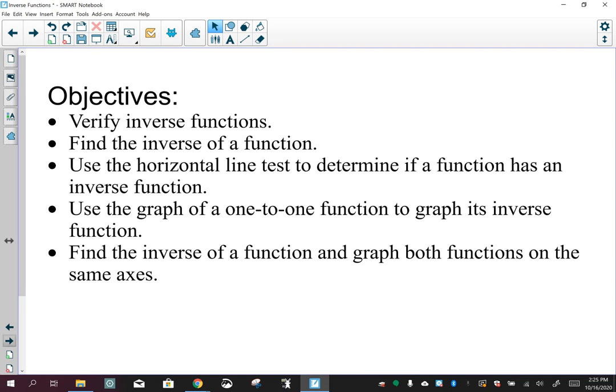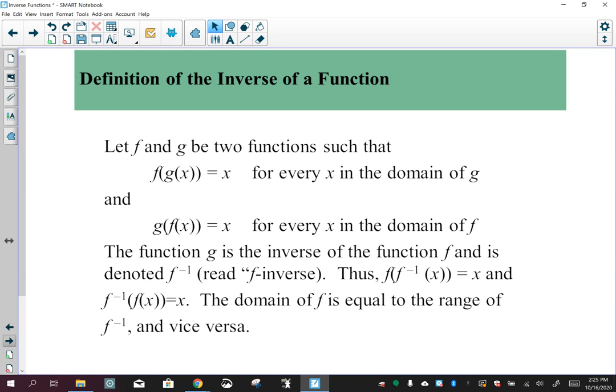And then we're going to use what's called the horizontal line test, which is similar to the vertical line test, to determine if a function has an inverse or not. And then we're going to use the graph of a function to actually graph its inverse on the same axes. So that's what we're doing. So let's go ahead and get started.